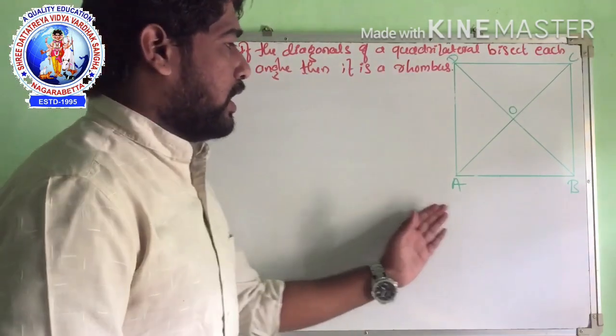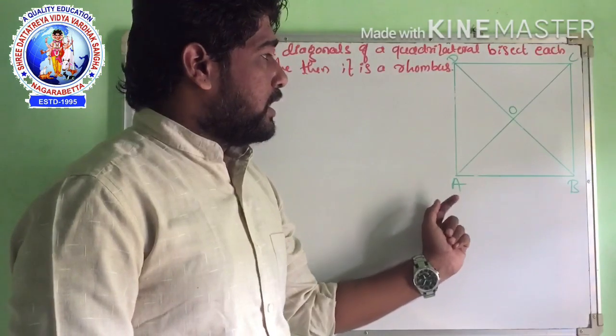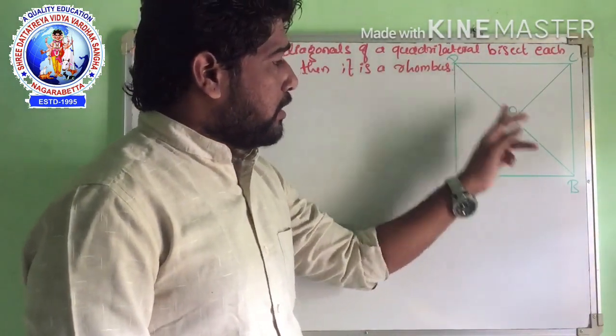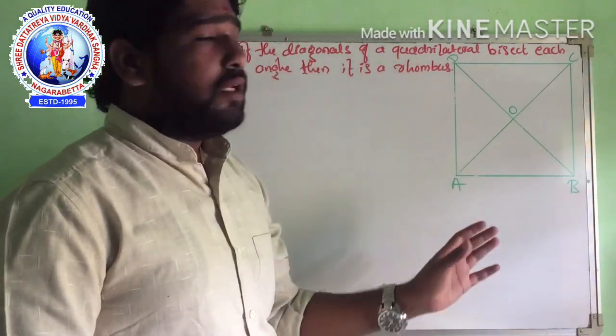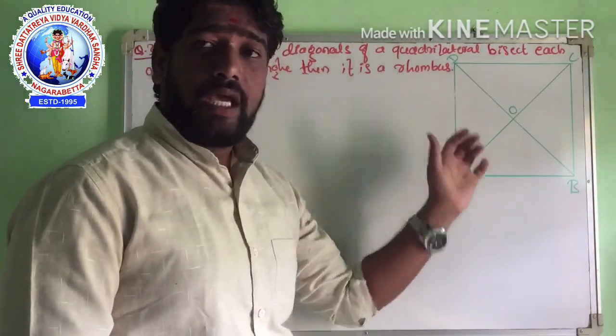So here they are given ABCD is a quadrilateral. In that quadrilateral the diagonals bisect each other. It means AC and BD bisect each other at O. Then it is a rhombus. We want to show that ABCD is a rhombus.